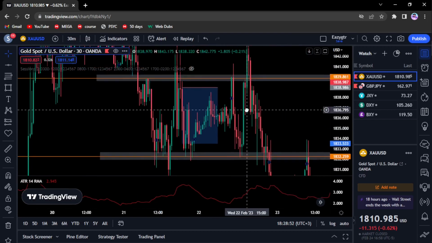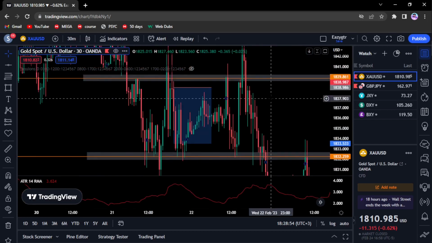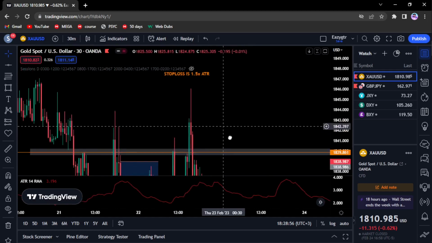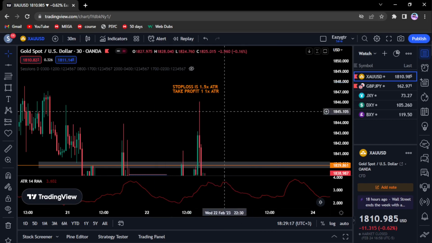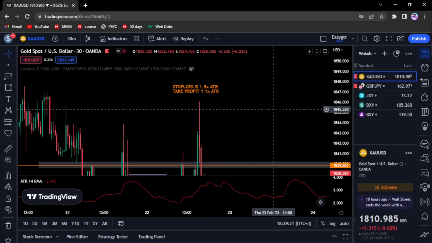So that's basically it. Having your stop loss at 1.5 ATR and your first take profit at 1 times the ATR. So this is the way I place my stop loss and take profit.